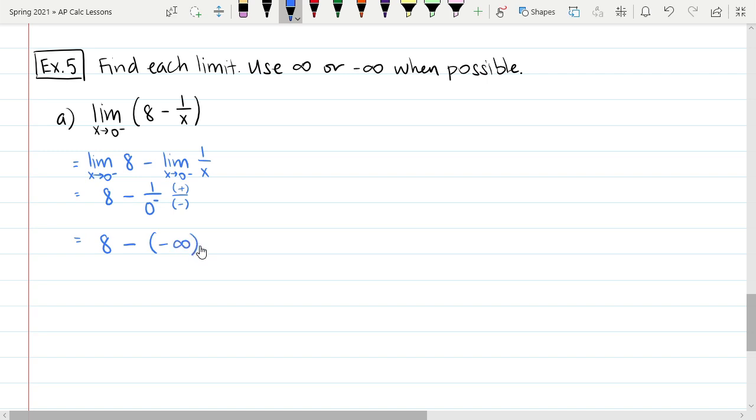Now again, even though infinity is not a number, negative infinity does mean we're dealing with negative numbers. And if I'm subtracting a negative number, that still turns into addition. So this is still 8 plus infinity, which means this is just going to be infinity, or positive infinity.